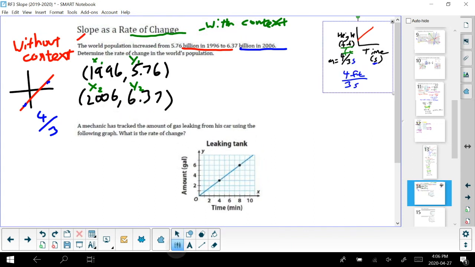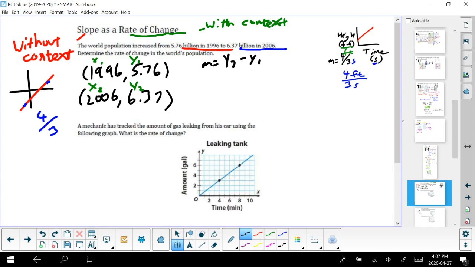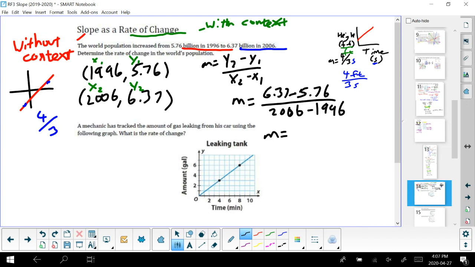So we know that using our slope formula, m is equal to y2 minus y1 over x2 minus x1. We'll get 6.37 minus 5.76 divided by 2006 minus 1996. This gives us roughly about 0.61 over 10, and 0.61 divided by 10 gives us 0.061. So that gives us 0.061.